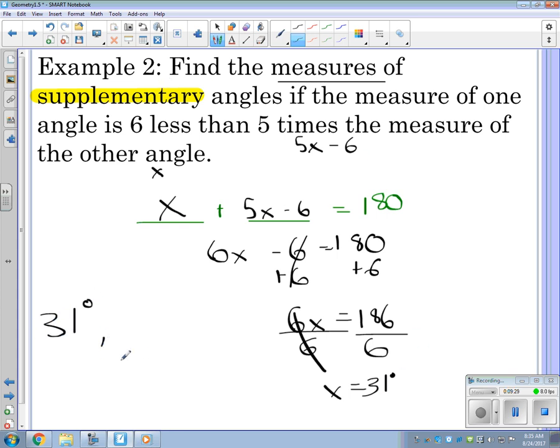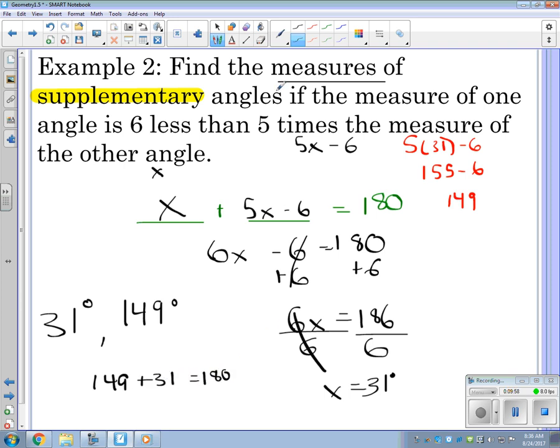And like we're kind of getting used to, to get our other answer, usually we're just going to plug in. So I'm going to go back here and do 5 times 31 minus 6. So 5 times 31 would give me 155. Minus 6 would give me 149. At this point, I would just look at my two numbers, and that helps me be pretty confident that we did this correct. Because if I take 149 plus 31, I do get 180, which is what's supposed to be going on. So our answers are supplementary.